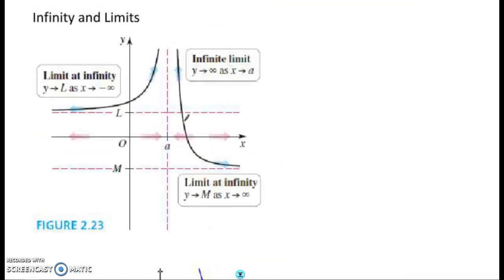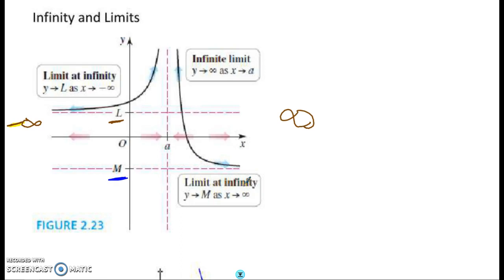Okay. Also, we got these bad boys, some good old asymptotes, and they make weird things happen with our limits. Sometimes if we have a horizontal asymptote, then that will affect the behavior as x approaches negative infinity. If you kept going to the left forever, then the y value is going to approach whatever this L is, right? And if you went towards positive infinity, going to the right forever, it looks like the y value is going to approach this M.